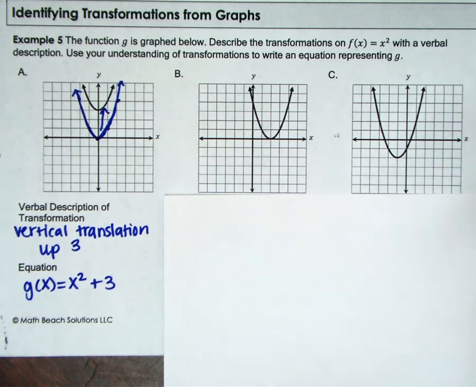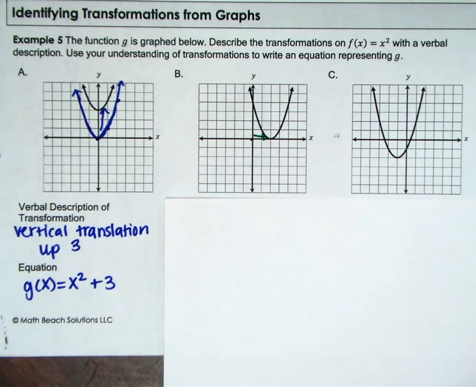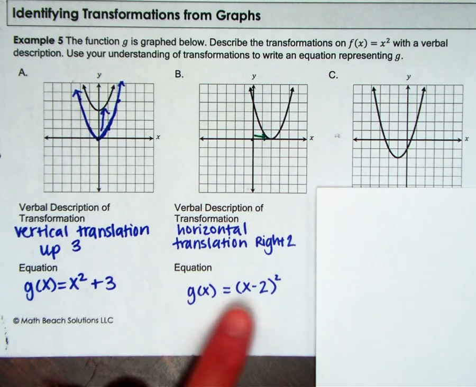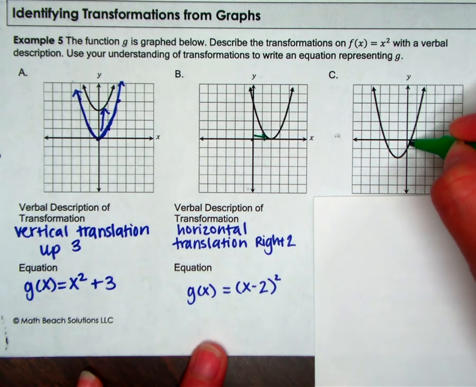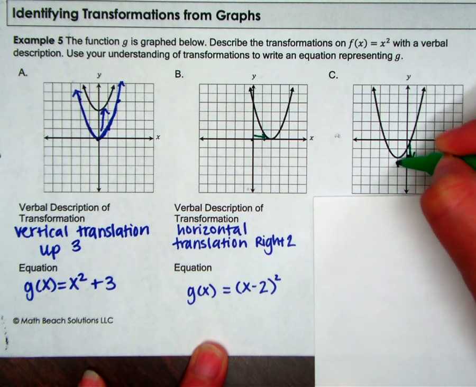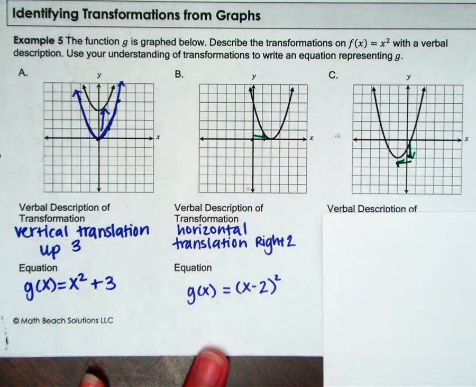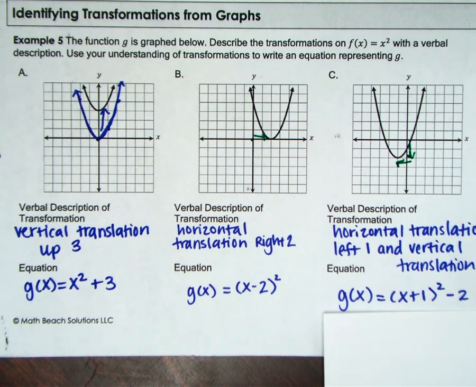Here you want to recognize from the origin that your graph shifted to the right 2 units. If it's shifting to the right 2 units, it's a horizontal translation, and you should have a -2 on the inside of the parentheses. And last, the transformation here is 2. You're going down, and you're going to go left. If you're going down, you should have a minus sign on the outside. If you're going left, you should have a plus on the inside. So it's a horizontal translation left 1 and vertical translation down 2. And so your function is going to be g of x equals x plus 1 squared minus 2. Go ahead and practice in your Desmos and explore the activity.